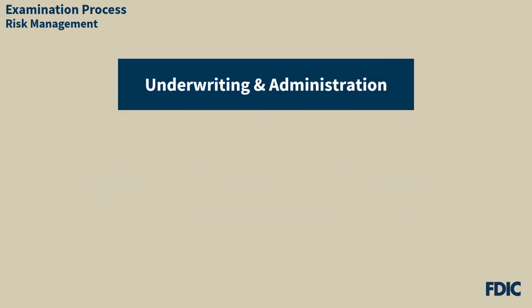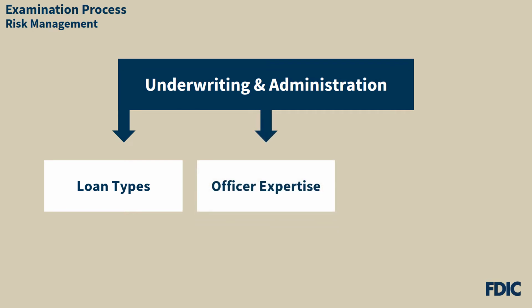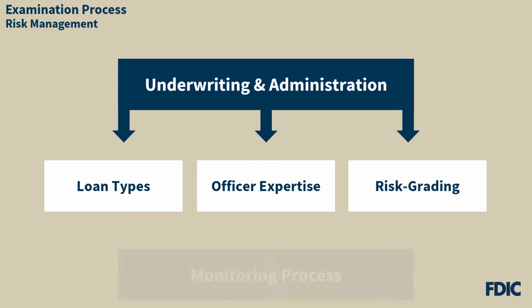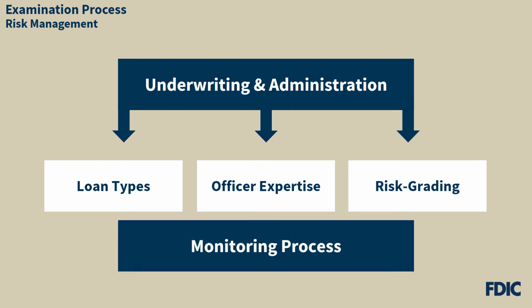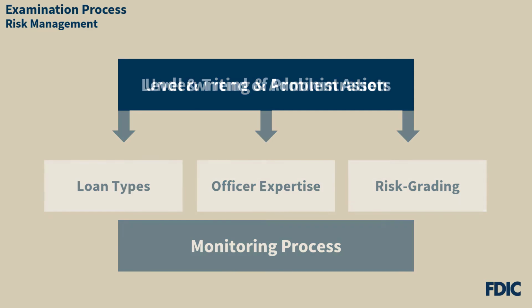We also look at credit underwriting and administration practices. We consider the risk tolerance of the bank as set forth in policy. That is, what kind of loans does the board want management to make? From there, the expertise of the loan officers is considered. Do loan originators have the expertise to underwrite credits appropriately? We also evaluate whether loans are properly risk-rated. Overall, we assess whether the loan portfolio is monitored regularly.